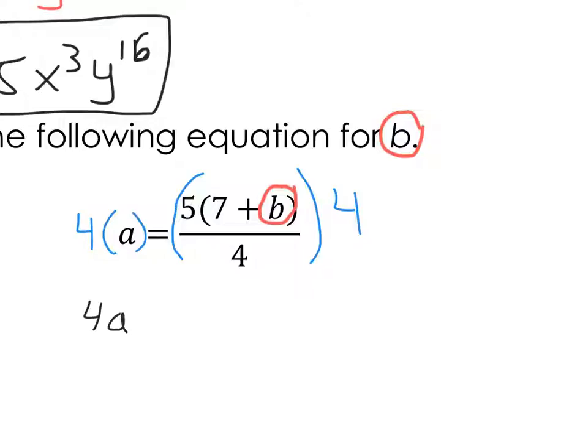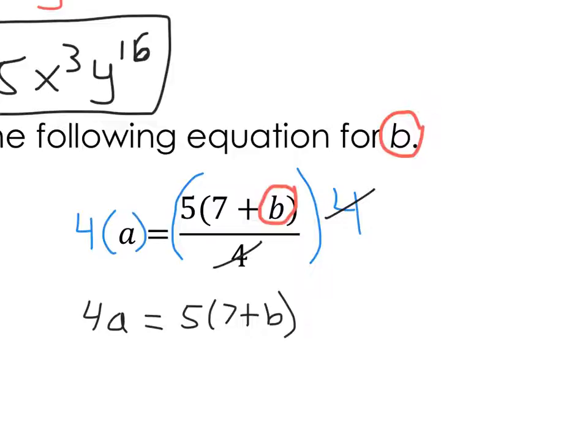So 4 times a is just going to be 4a. So you're left with 4a on the left. This is equal to, and then the 4 on the bottom, since we're dividing, cancels out with the 4 on the outside of the parentheses, which is multiplying. If you're multiplying by 4 and dividing by 4 at the same time, you just cancel those out. So we're just left with what is on top. That is 5 times 7 plus b.